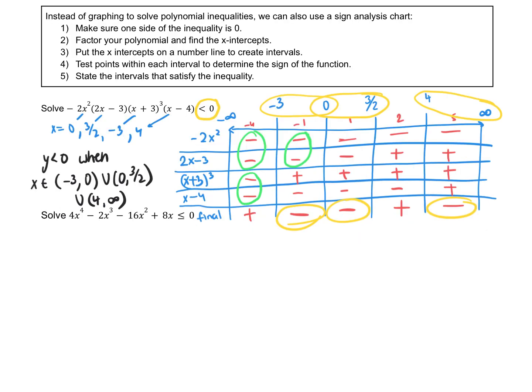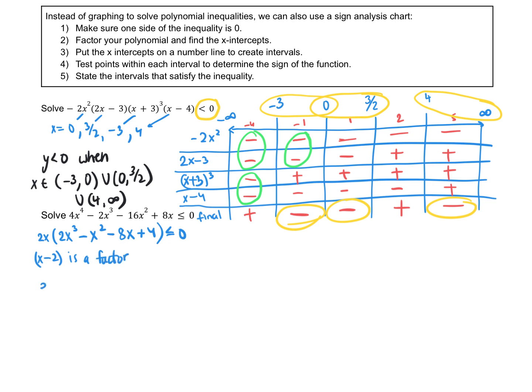So for the next one, we do have to factor it first. One side's already equal to 0, so that's great. But I noticed that there's a common factor of 2. So let's go ahead and factor that out. Minus x squared minus 8x plus 4 is less than or equal to 0. Now we need to find a factor for this polynomial in the bracket. And if you plug in +2, we're going to get 0, which means x minus 2 is a factor.